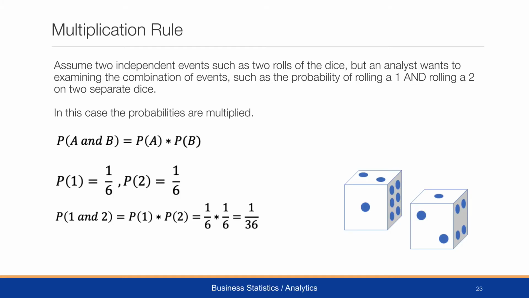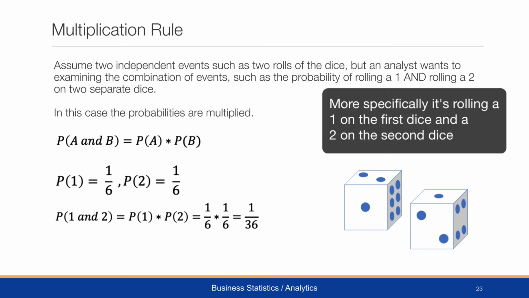In the multiplication rule, assume we have 2 independent events, such as 2 rolls of the dice. So we're using 2 dice now, whereas before we used 1. But an analyst wants to examine the combination of events, such as the probability of rolling a 1 and the probability of rolling a 2 on 2 separate dice. In this case, the probabilities are multiplied. So we have the probability of A and the probability of B. We're going to multiply them together.